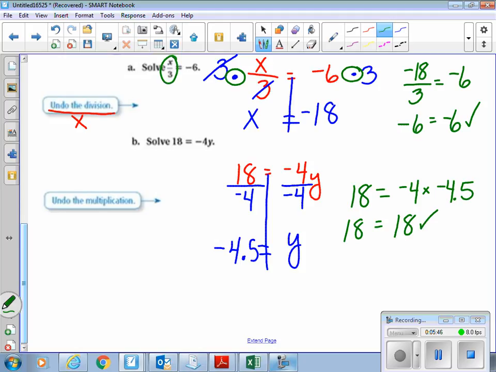All right, so when you see a multiplication problem, which you did here, remember when you have a number next to a variable with no sign in between, that states that it's multiplication. It's the only invisible operation. To undo multiplication, we do the inverse operation, which is division. So we divided both sides by negative 4 to get y alone.